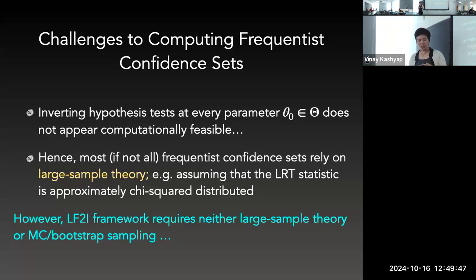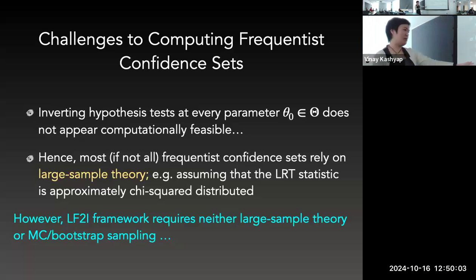Can you do this? It's not computationally feasible. And how would you check the diagnostics without doing the Monte Carlo samples? There are papers I read on that, which is how we started doing this, right? Now our LF2I framework shows that you require neither large sample theory, because Neyman confidence sets do not assume your sample size is large, nor Monte Carlo bootstrap samples at each fixed data point. That's a computational hurdle. It's not possible to do on a fine grid.